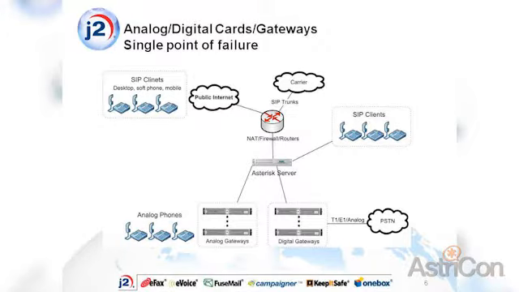So you can have analog phones connected to your Asterisk server through your analog gateways or analog cards. And you might have digital T1, E1, or even analog PSTN lines to connect to PSTN. Just go back. So in this diagram, we have a single point of failure. If your Asterisk goes down, everything is down.